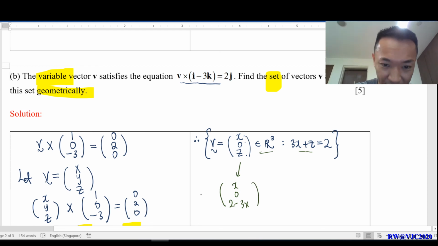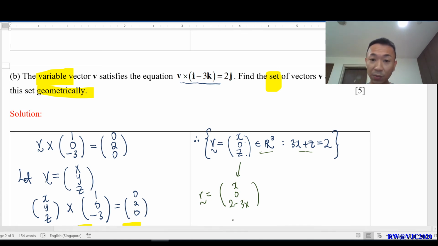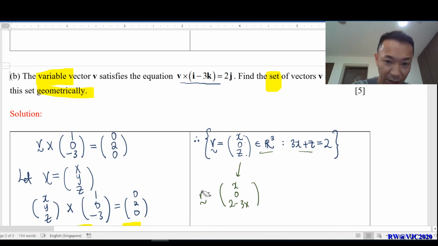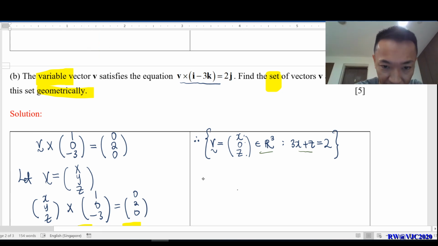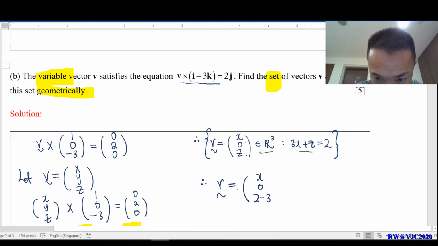If I write like that, what kind of equation do you think it is? Do you think it's the equation of a line? Yes, you can sub many values of x. It's the equation of a line. So in order to answer the question, what is it geometrically, I can rewrite this as, therefore, v equals to (x, 0, 2 minus 3x), where x is real.